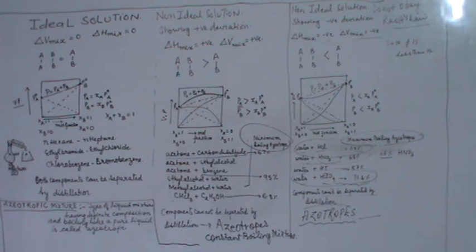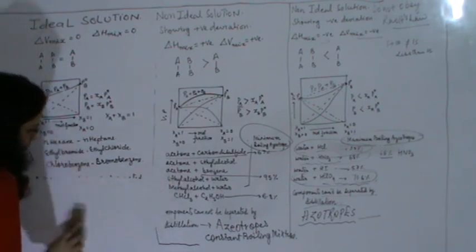You can write it down, you can plot the graph. Whenever you have a question related to ideal and non-ideal solutions, you have to write all these points, where you mention delta V mixing, delta H mixing, interactions, diagram, examples. Do they form azeotropes or not? If they form azeotropes, what type of azeotropes do they form? So you have to write all the points, right? So this is about ideal and non-ideal solutions.